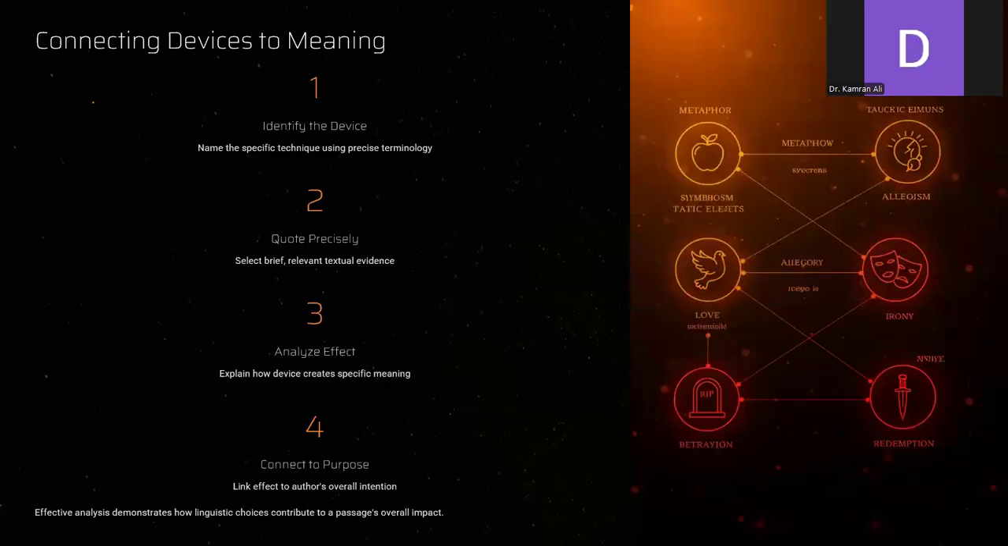Connecting devices to meaning. Identify the device: name the specific technique using precise terminology. Quote precisely: select brief, relevant textual evidence. This is something very important. Then analyze the effect: explain how the device creates specific meaning, and link the effect to the author's overall intention, the purpose, what exactly the author is trying to achieve through that piece of writing. This is something very important. So please keep this order in mind, because this will help you to a great extent in writing commentaries and all that, right?